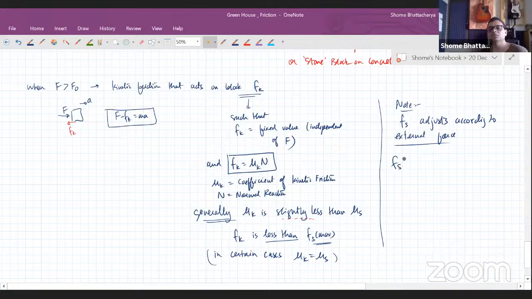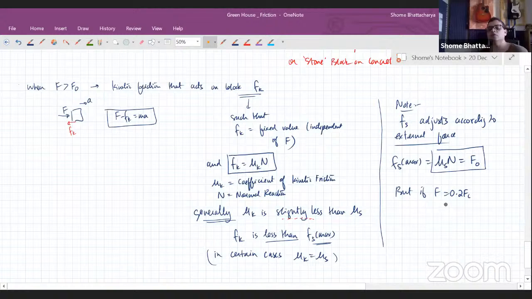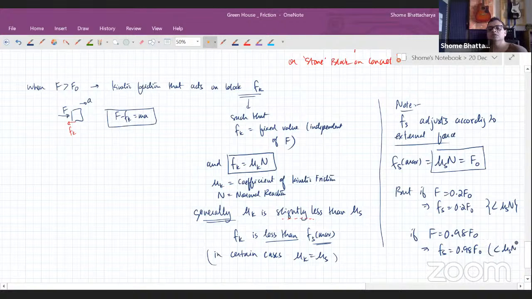Okay, the maximum static friction, which is mu s into n, was equal to F naught. But if the external force is only 0.2 F naught, then the static friction acting will not be mu s into n. It will be 0.2 F naught, which is a lot less than the maximum value. If F is equal to 0.98 F naught, then static friction acting will also be 0.98 F naught, which is still less than mu s into n.